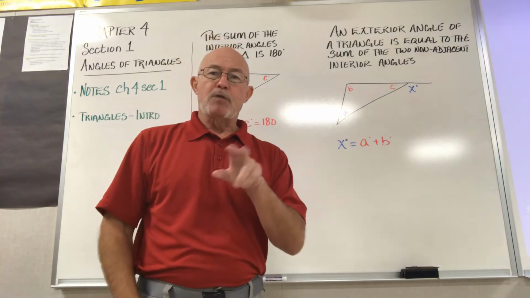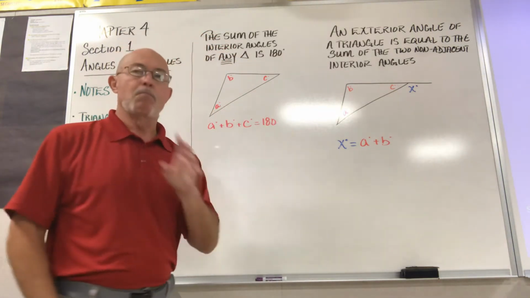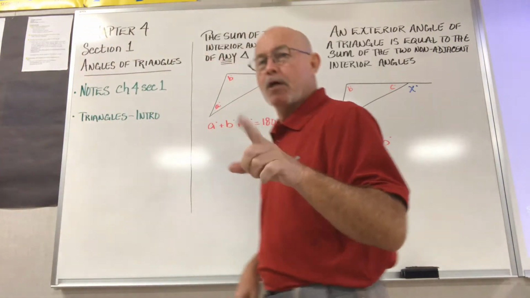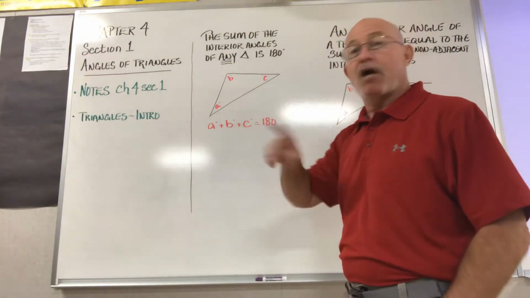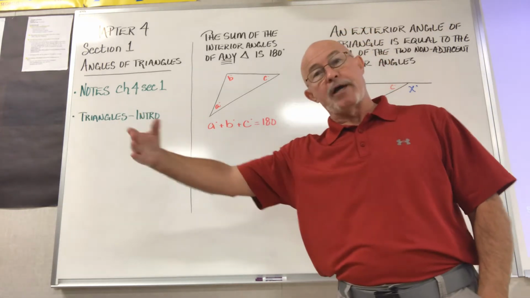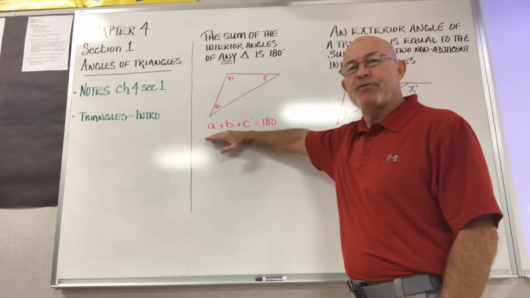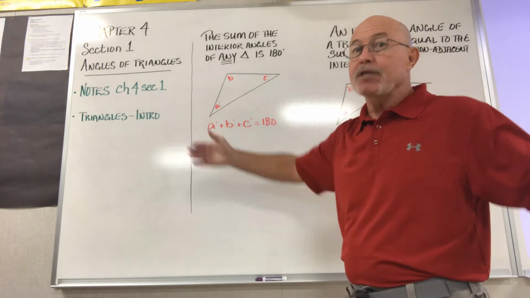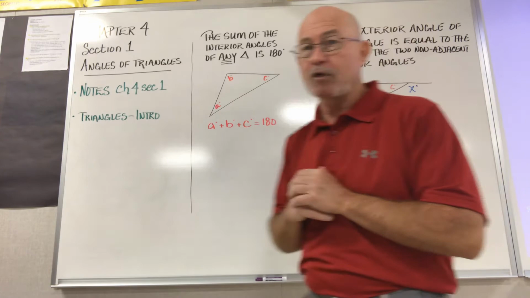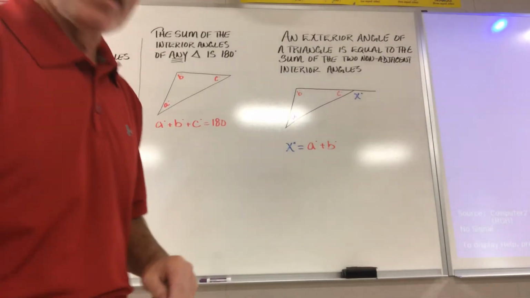Today what we're going to talk about are the interior angles of a triangle. Most of you already know this. Okay? The three angles of any triangle that's ever been drawn or ever will be drawn is 180 degrees. Okay? Add them together, sum is 180. No change. It's going to be that way.